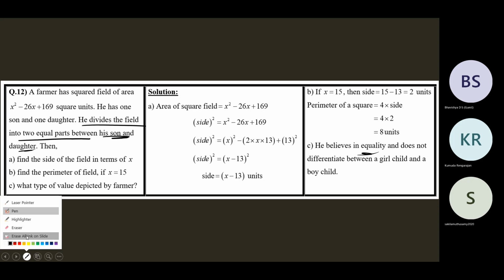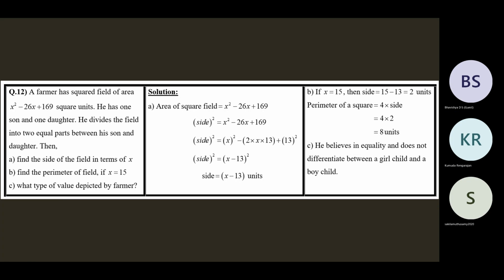So he does not differentiate between a girl child and a boy child. That's why he's sharing his property equally between his son and daughter. See, he divides the field into two equal parts between his son and daughter. So he doesn't differentiate between a girl child and a boy child. That means he believes in equality. So this is the value which is depicted by the farmer.